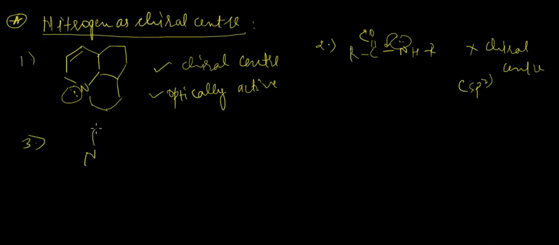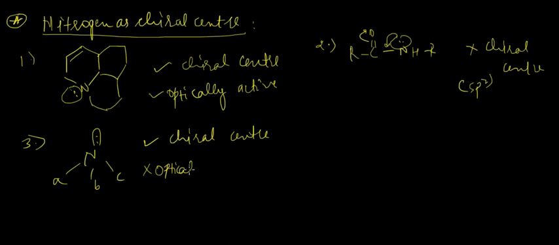Here we have nitrogen, a lone pair, and three groups attached to nitrogen. So does it have a chiral center? Yes, it does have a chiral center. And is it optically active? No, it is not optically active. It is optically inactive because of amine inversion, right? So a compound undergoing amine inversion will not be counted in stereoisomers because they are conformers.